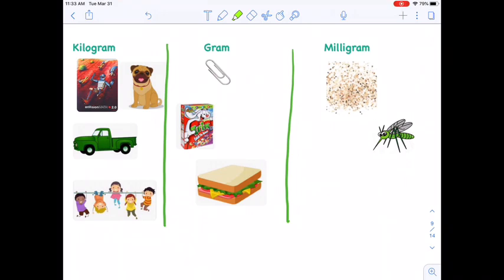Good work today, guys. Tomorrow we're going to look at some star word problems and see what kinds of questions we might be asked about the things we've been studying this week. See you tomorrow.